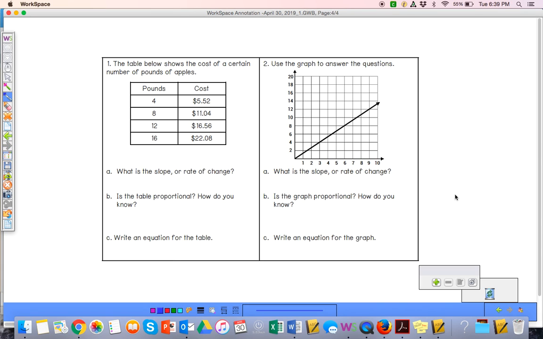All right, last page. It says the table below shows the cost of a certain number of pounds of apples. So it says what is the slope or rate of change? What we talked about yesterday was our slope formula. So this is an ordered pair. This is my x, this is my y. We're going to say these are my 1s, these are my 2s. So we're going to do y2, which is 1104, minus y1, which is 552, over 8 minus 4.